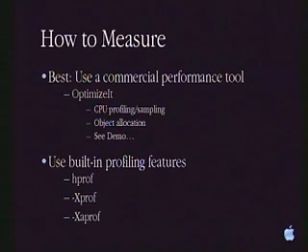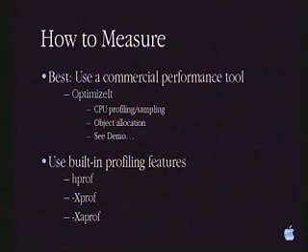So how do you go about measuring all of the things that I've talked about? The best thing, from your perspective, is to use a commercial performance tool. One example of which is Optimize It, which Scott will be demoing just after I've talked. It provides CPU profiling and/or sampling. So profiling is a way of tracking each and every time methods get called. Sampling does a statistical analysis.